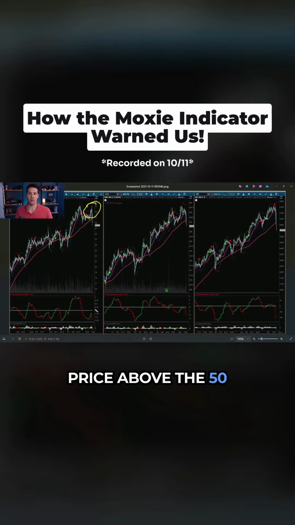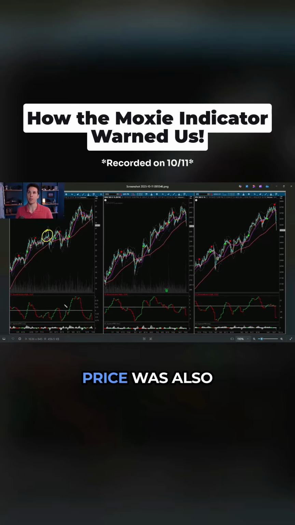Price above the 50 SMA, but the Moxie indicator still below zero. That is a false long. It's a bull trap basically. And the Moxie indicator was telling us to be careful about this, and I was just telling everybody on the mic about that. You can see it here too. Here's price over the 50. Notice the Moxie indicator below zero. And what'd you get? Big pullback.